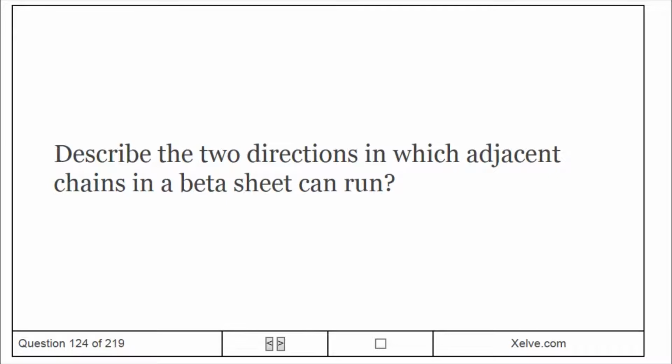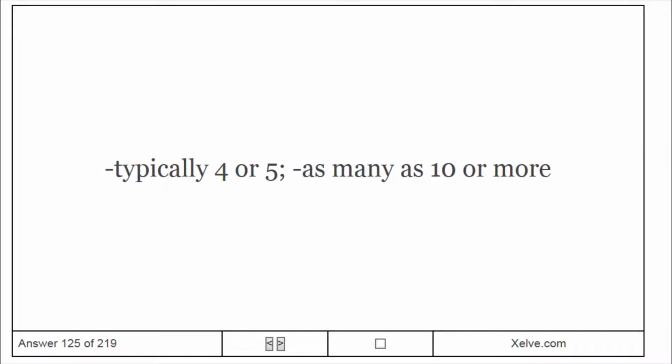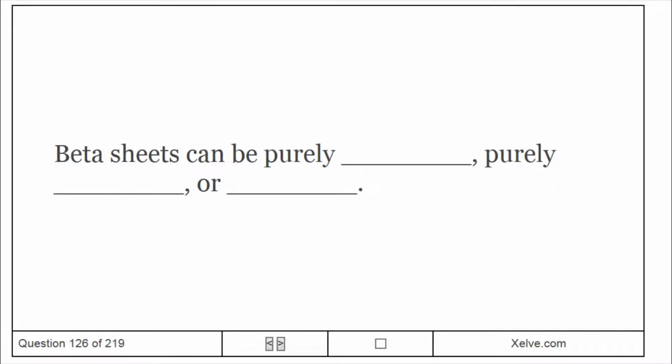Describe the two directions in which adjacent chains in a beta sheet can run. One, in opposite directions, anti-parallel. Two, in the same direction, parallel. How many strands can come together in a beta sheet? Typically 4 or 5, as many as 10 or more.